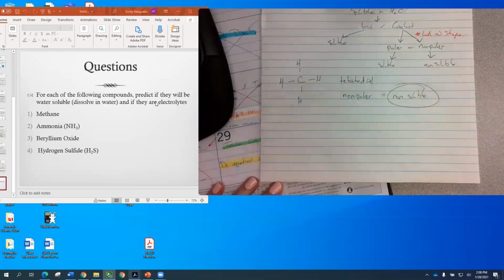Okay, so pause here, try the next three, ammonia, beryllium oxide, and hydrogen sulfide, and figure out if they're soluble and electrolytic or not.